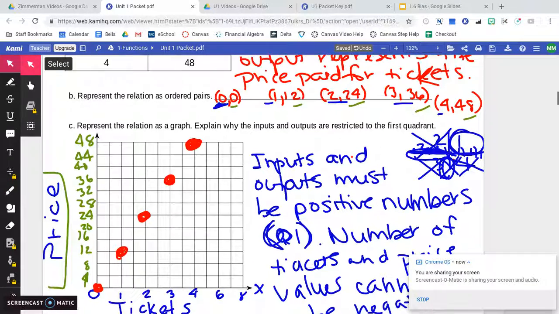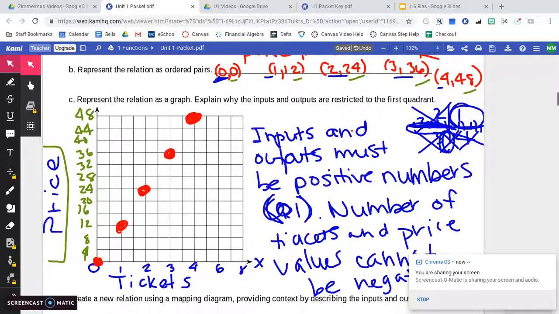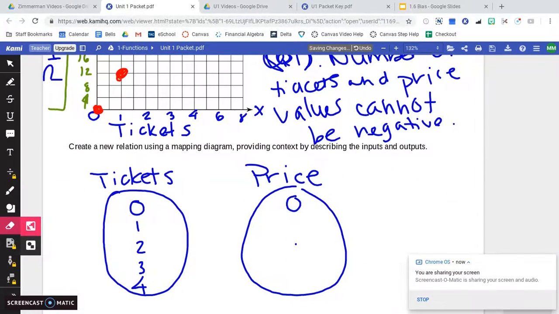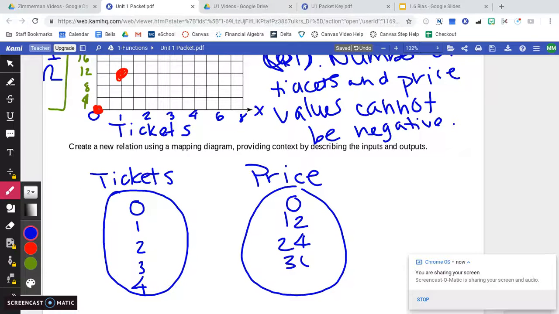And I have those numbers wrong. So we had 0, 12, 24. I was looking at the wrong problem. Sorry about that. So make sure to fix yours too. 4, 36, and 48.